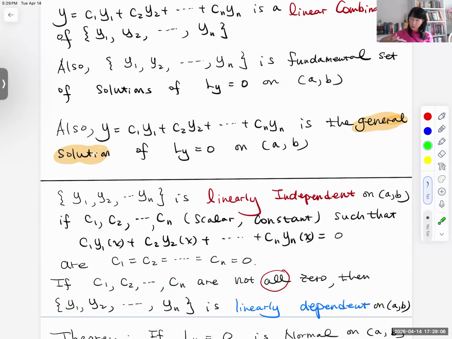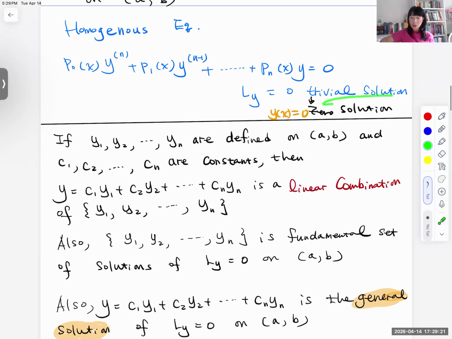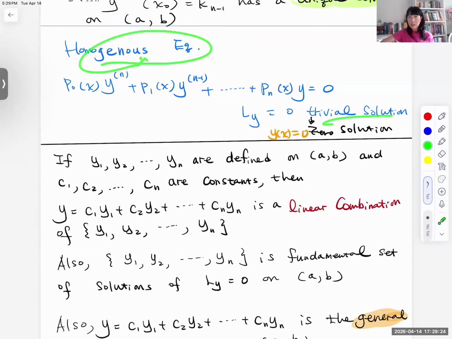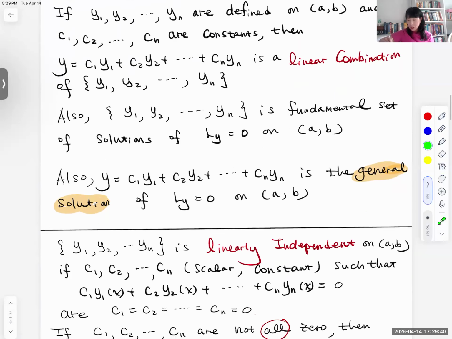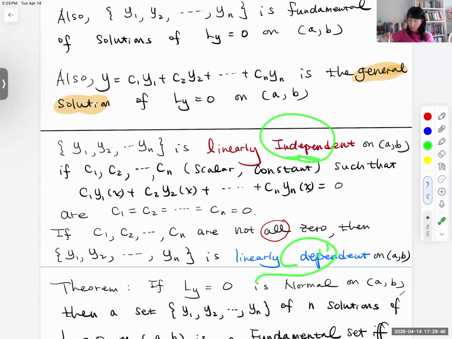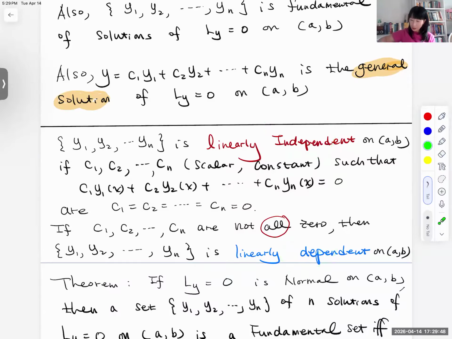So we had trivial solution, then homogeneous equation, then what's the opposite? Non-homogeneous equation, right? And we have a trivial solution. What's the opposite? Non-trivial solution, right? And we have linearly independent. What's the opposite? Linearly dependent, right? Okay, so we understood, right?